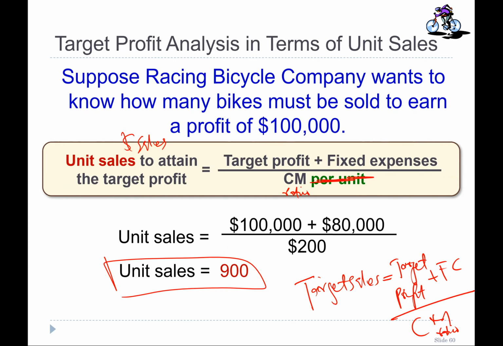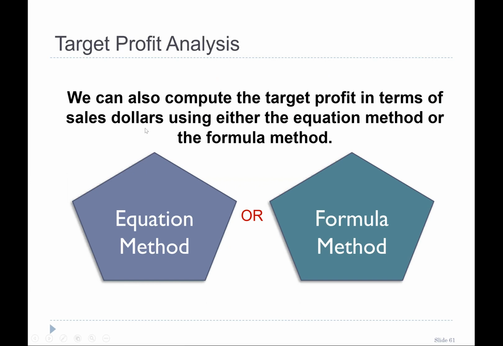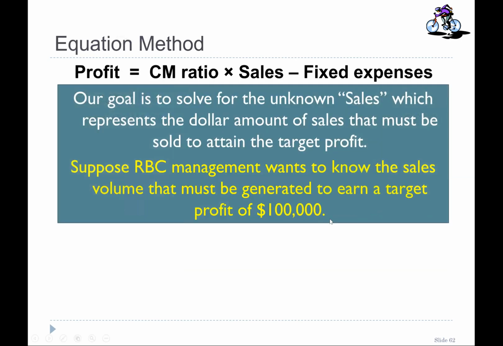So instead of writing CM per unit, you write down CM ratio. And here, this would be dollar sales rather than unit sales. So we have given either the equation method or the formula method. I just told you these two are the same. You can use either of them.